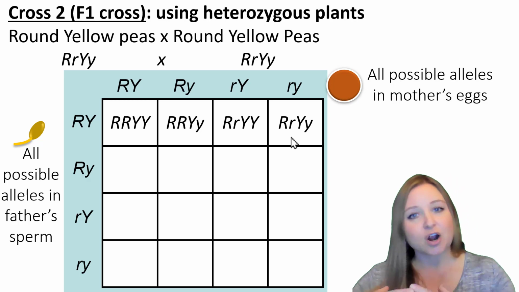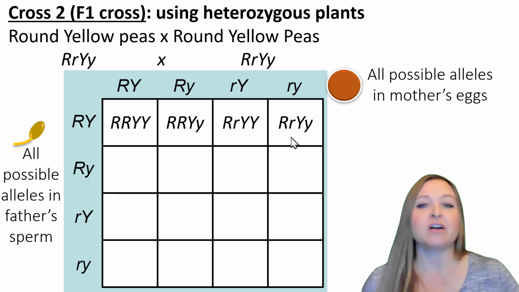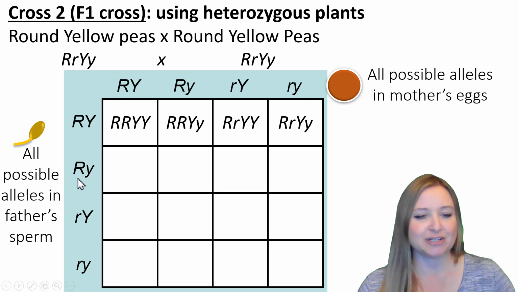And this is an F1 cross. The parents were the F1. They were the first generation. So the offspring are F2. Now let's do the same thing with this next sperm possibility.